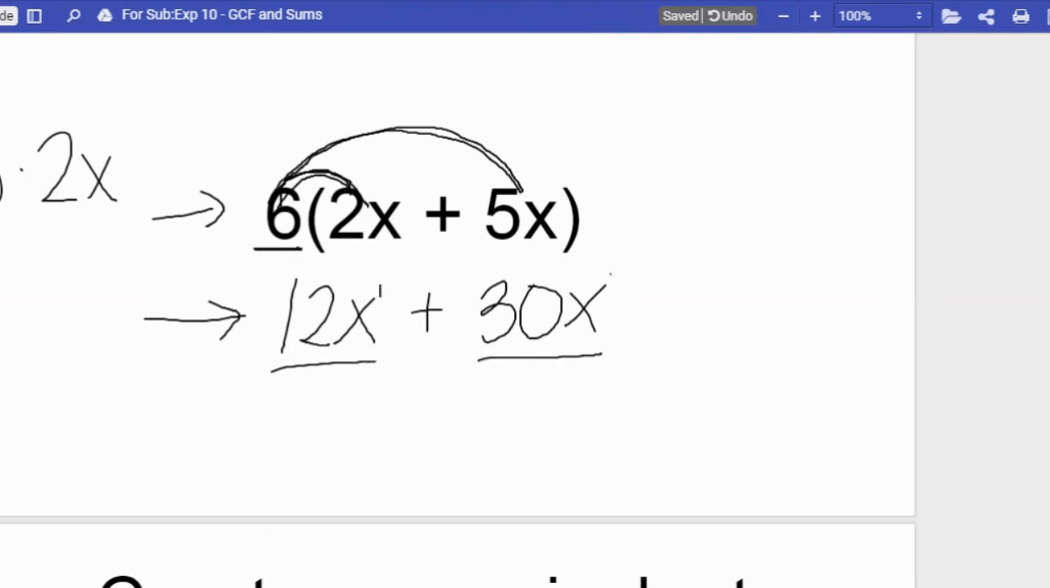So this expression is equivalent to this expression. Now, this goes back to lesson 9. Can I combine these? Yes. Same variable, same exponent. Remember, there's an imaginary little 1 right there. So 12x's plus 30x's would give me 42x. So again, this expression is equivalent to this one, which is equivalent to this one.